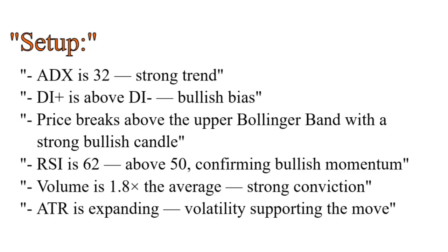Setup. ADX is 32, strong trend. DI plus is above DI minus, bullish bias. Price breaks above the upper Bollinger Band with a strong bullish candle. RSI is 62, above 50, confirming bullish momentum. Volume is 1.8 times the average, strong conviction. ATR is expanding, volatility supporting the move.